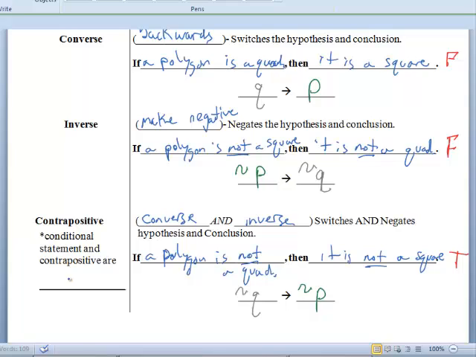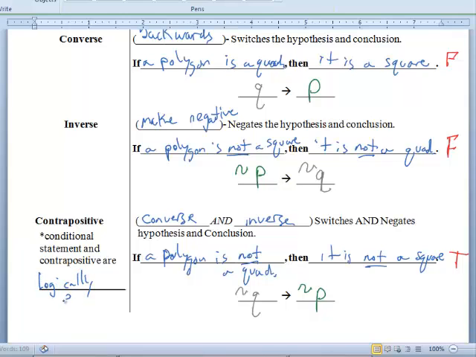So we can use another terminology and say they are logically equivalent, which means they have the same truth value. That can be the same: if my original conditional statement was false, my contrapositive would also be false.